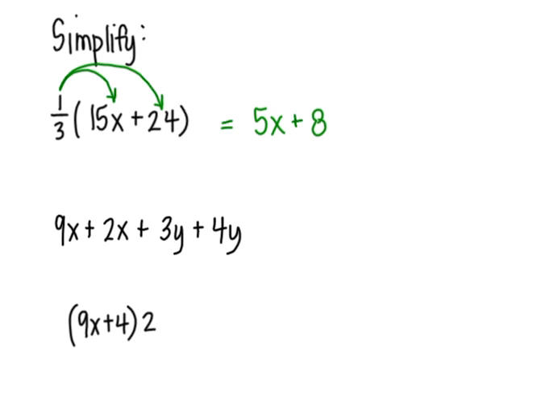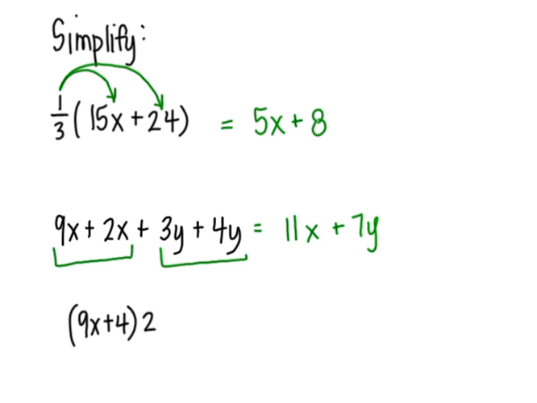Our next problem is 9x plus 2x plus 3y plus 4y. I can put my x groups together. So 9x plus 2x would give me 11x. I can put my y group together, so 3y plus 4y would give me 7y. So my answer is 11x plus 7y.